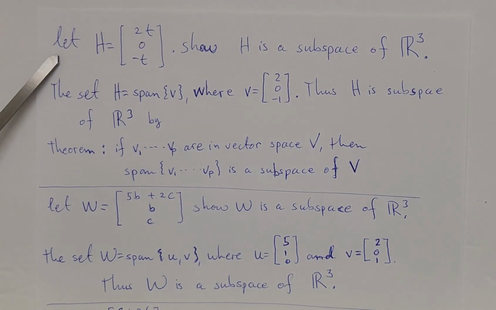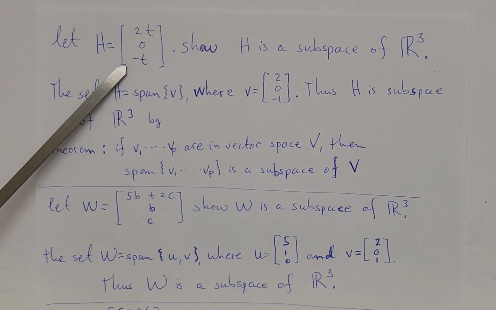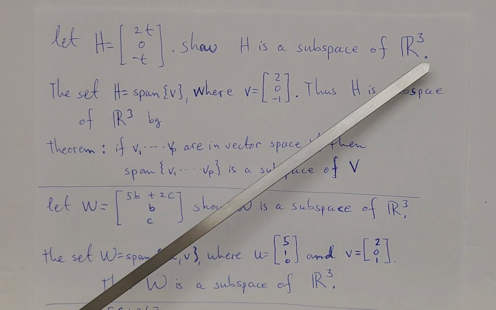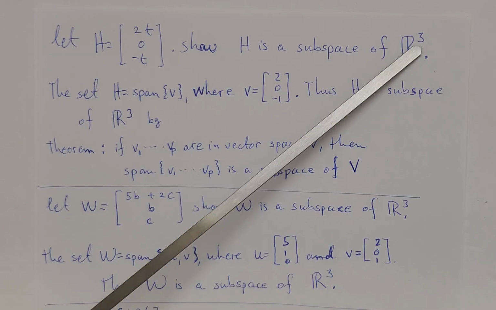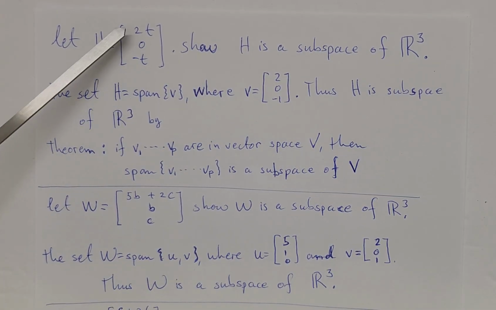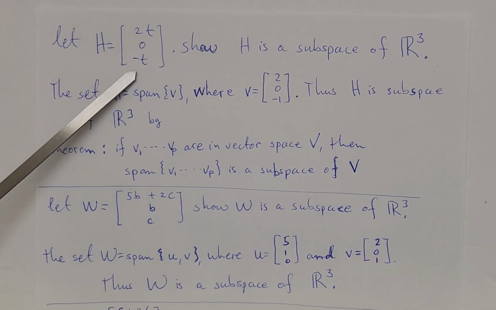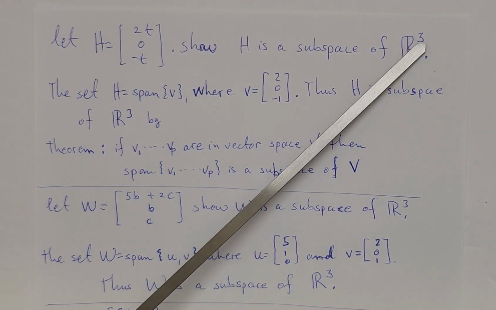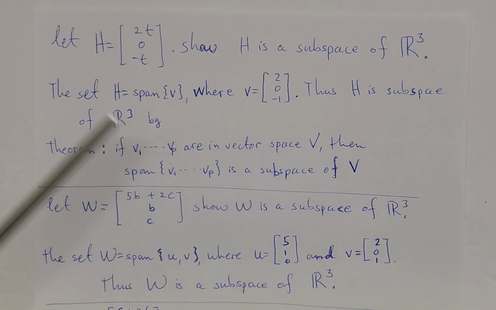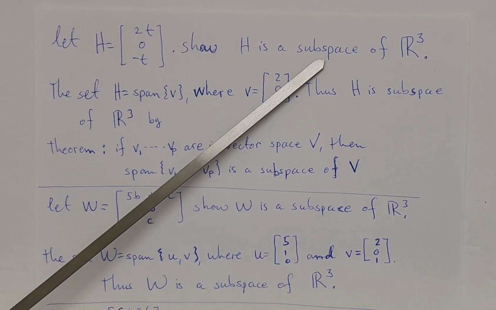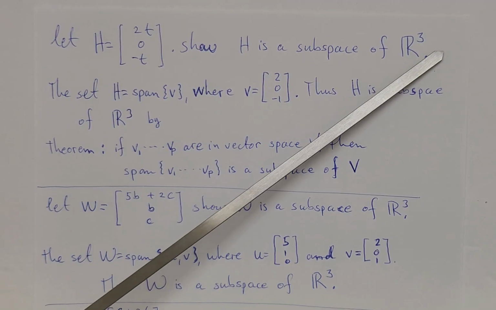This lesson is to show that the vector h is a subset of R3. This 3 stands for 3 terms or 3 elements, okay? Since there's 1, 2, 3, that's where this 3 comes from. So one more time, we want to show that this vector is a subspace in R3.